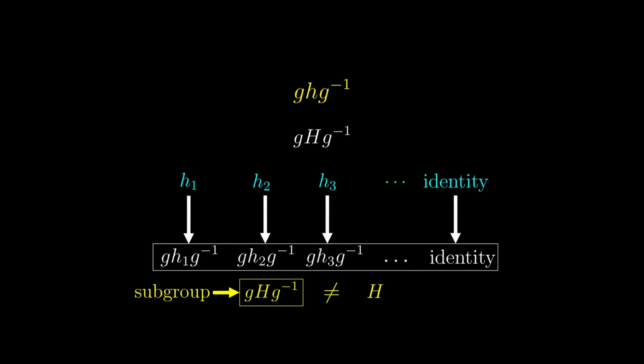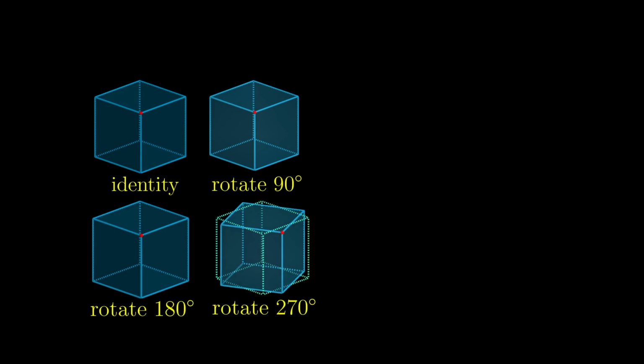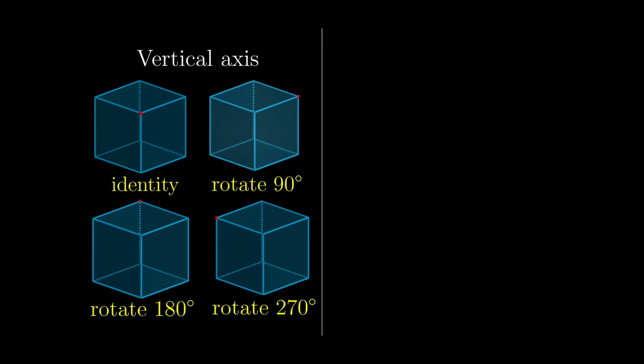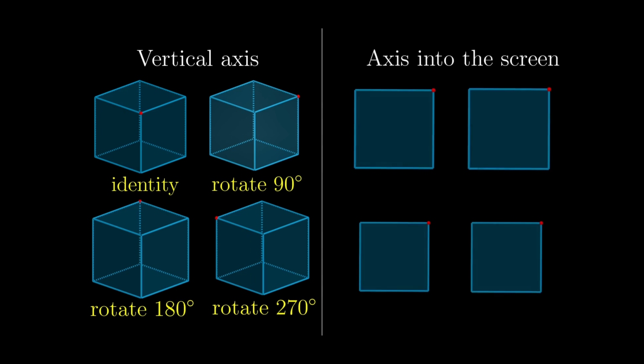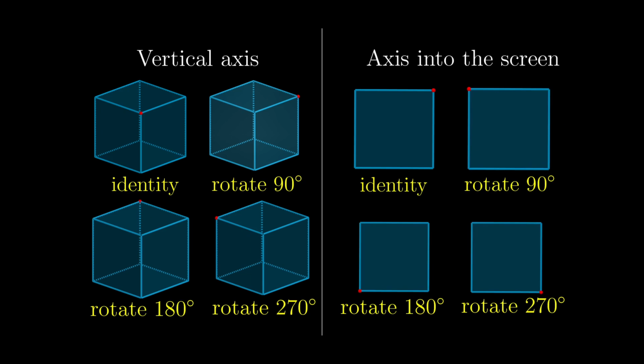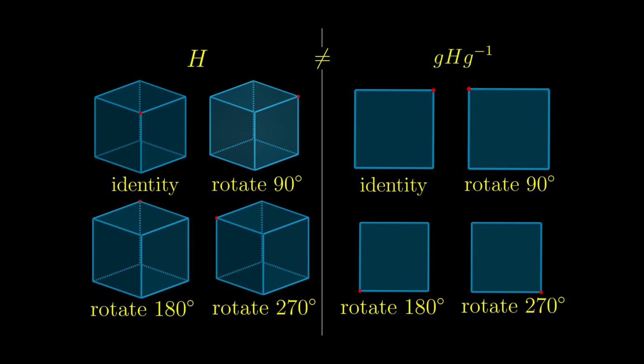But these two subgroups are not always equal. For example, when we look at the subgroup of symmetries of a cube we just discussed, these symmetries are rotations about a vertical axis. But when you look at the symmetries from above, these will become rotations about an axis pointing into or out of the screen. These two subgroups are definitely different because the axes of rotation are already different. So if we call this subgroup H, then this subgroup on the right is GHG inverse for some symmetry G, and they are demonstrably different.